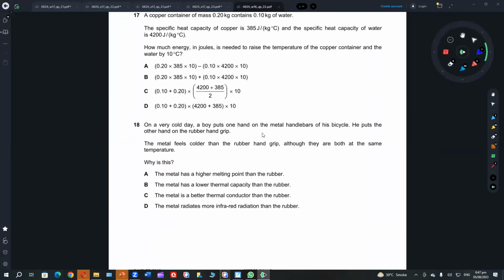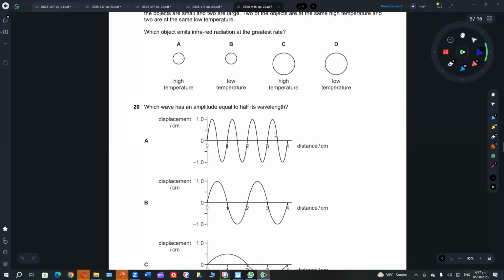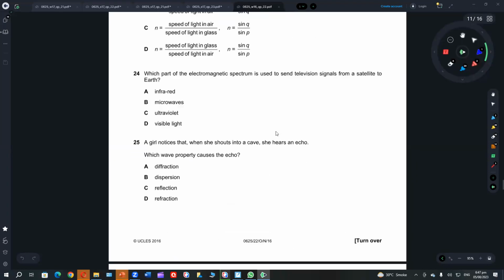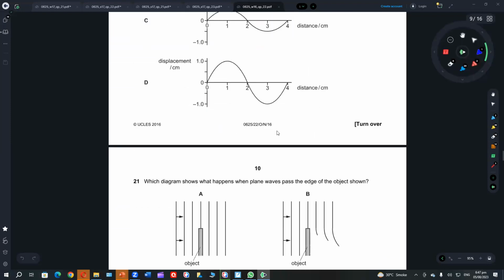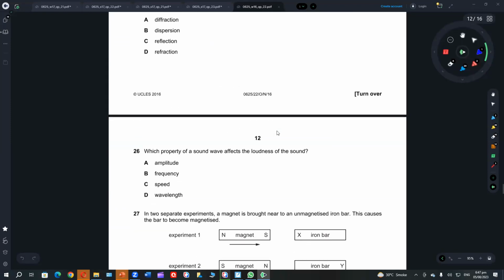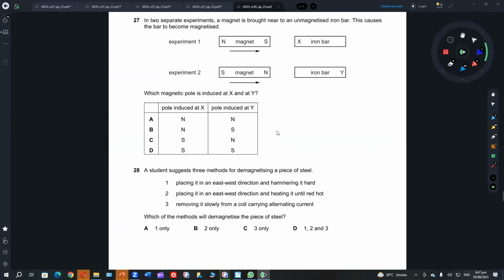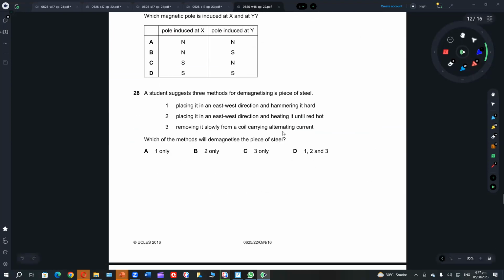On a very cold day, a boy puts one hand on the metal. Is this question 20, 18 or 28? 18. 18 can't be the question. 18 is on heat. It's 18. On a very cold day, a boy puts one hand on the metal handbars. But this is not electrostatic, I think so.